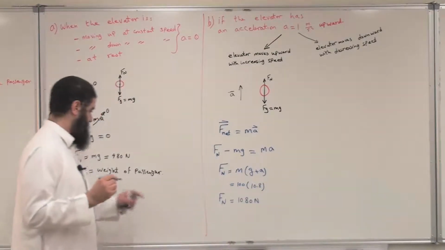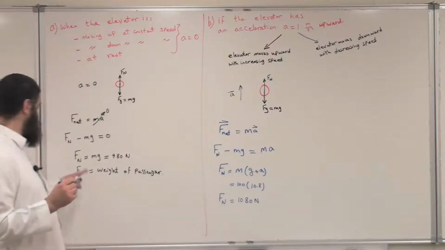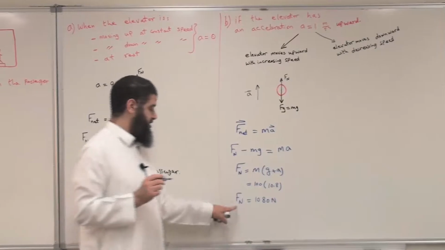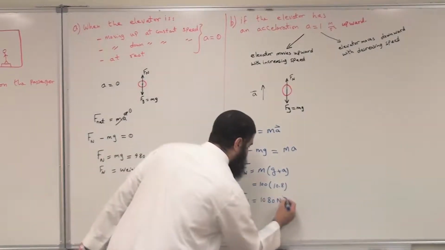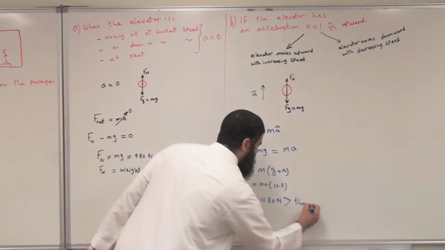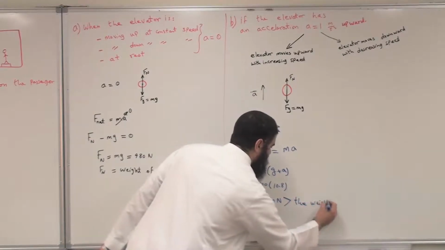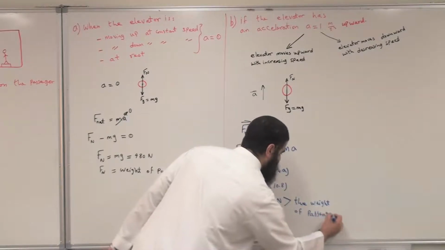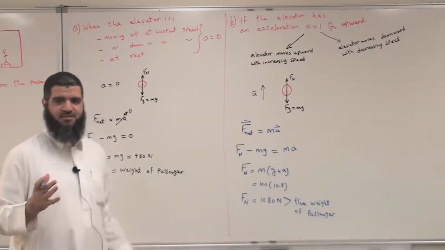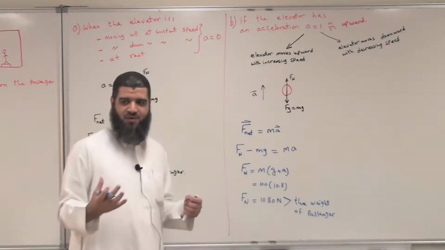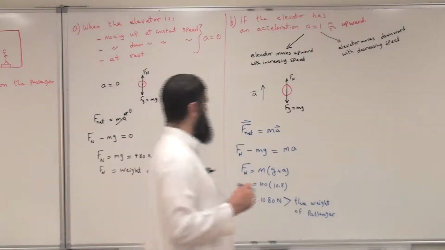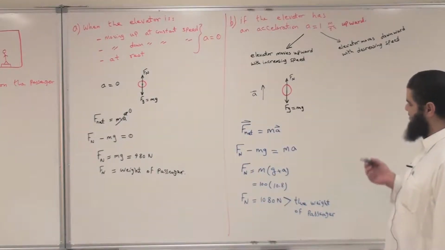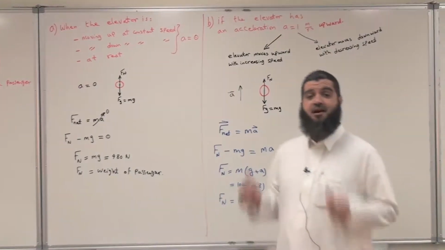As you can see here, the normal force is greater than the weight of the passenger. The weight of the passenger was 980 newtons. Now, the normal force is greater than the weight of the passenger. Sometimes we call it the apparent weight. So this is not your actual weight. You will see this apparent weight, and you can feel it when the elevator is accelerating upward.